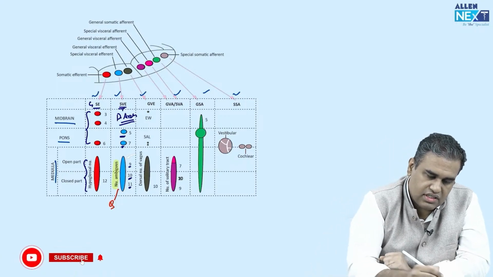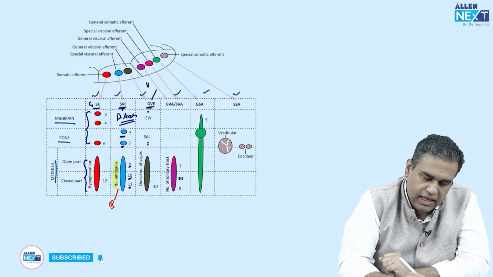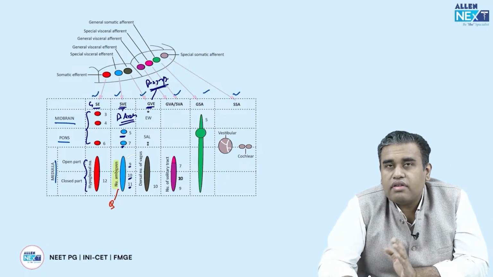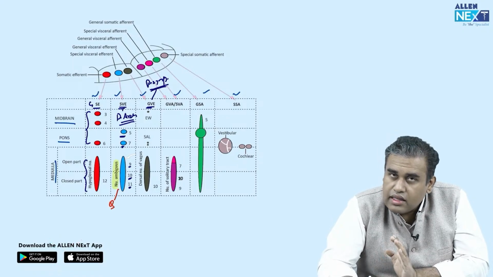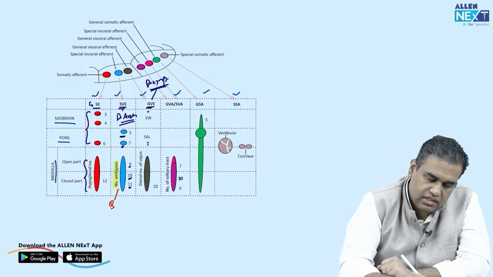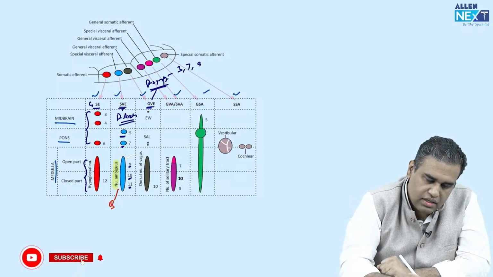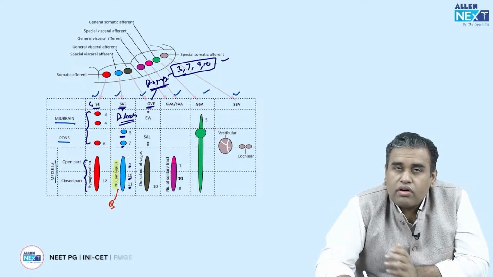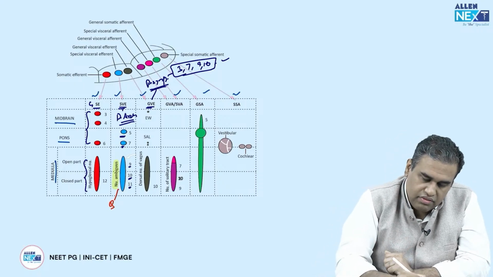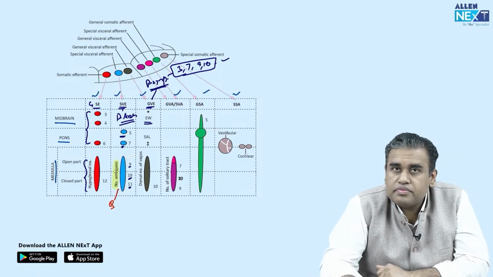Then we come to the general visceral efferent. It is only for, remember, parasympathetic. And again, basics. Remember, you give INI-CET, you give any exams, basics are always to be touched. The parasympathetic cranial nerves are which ones? They are 3, 7, 9 and 10. That should be at the tip of your tongue. And these are all the nuclei which will be found in this particular column. For the third nerve, we have the Edinger-Westphal nucleus.